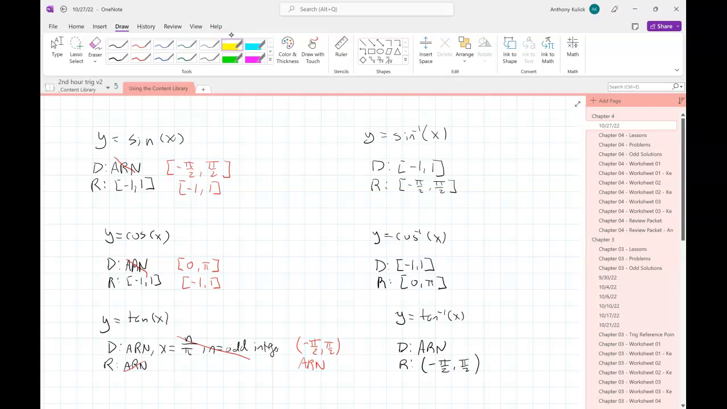So, Mr. Kulik, so what? Well, student, this is the piece that you need to make sure that you remember. You need to remember the range for each of these three inverse trig functions. You need to remember what angles the calculator can output.